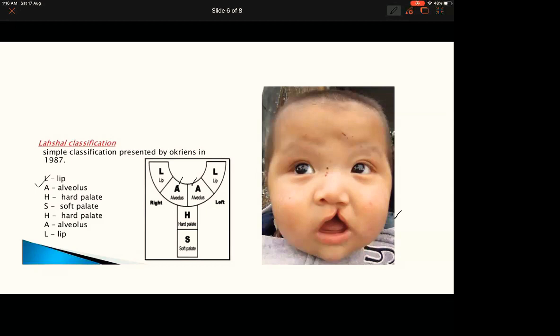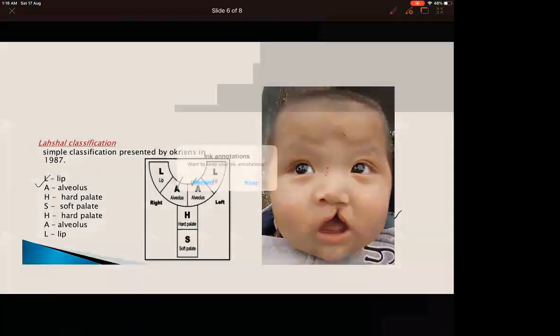So we have talked about a cleft lip. I've told you about a cleft palate. What is Millard's rule? What are the complications of this? So with this, we'll stop here.